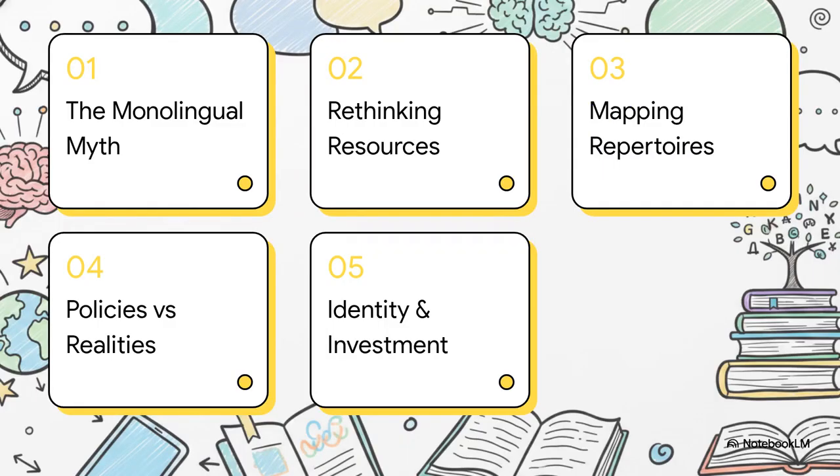In this quick 5-minute explainer, here's our roadmap. We're going to hit the monolingual myth, rethinking multilingual resources, mapping a student's repertoire, policies versus classroom realities, and finally, identity and student investment. Let's go!